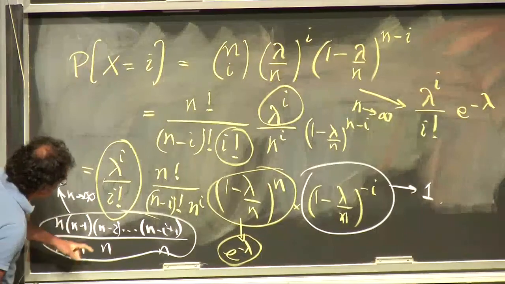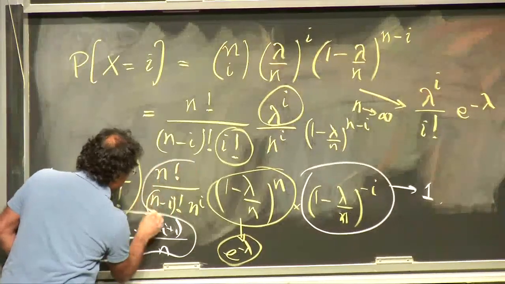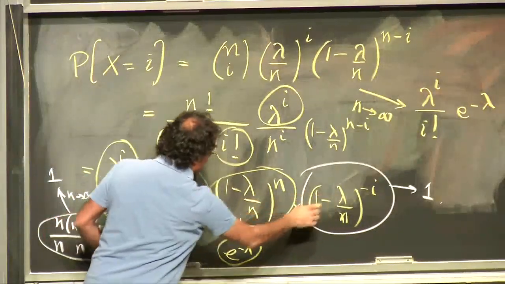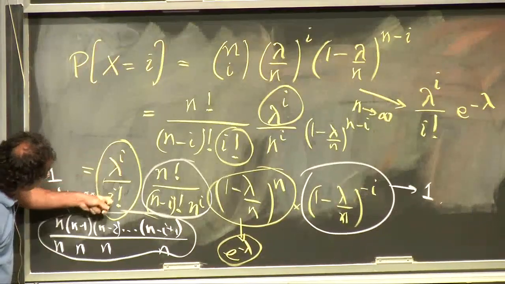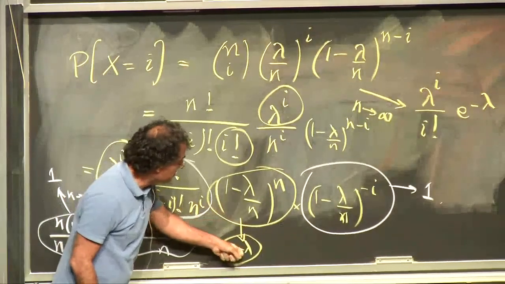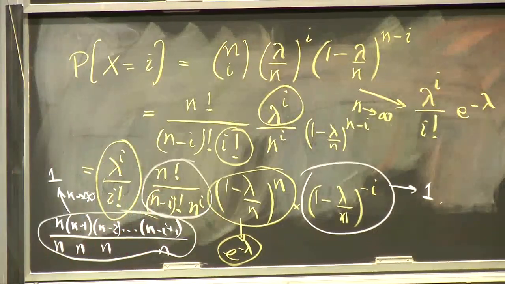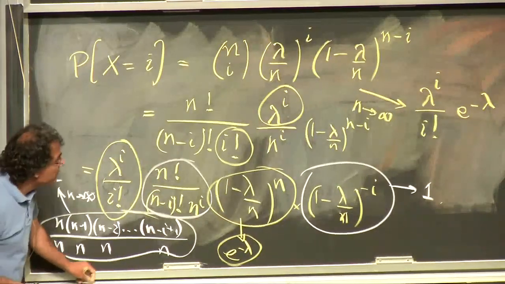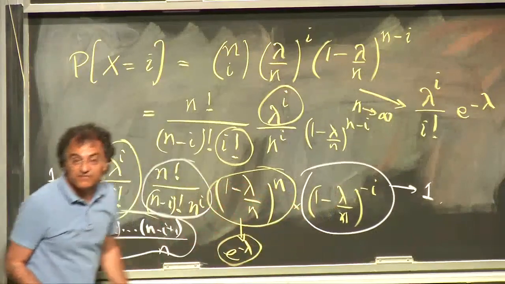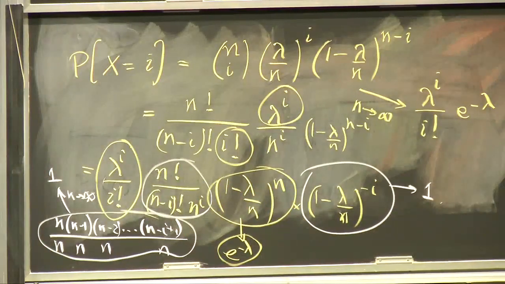So this piece tends to 1, this piece tends to 1, and you get lambda to the i divided by i factorial, and then e to the minus lambda as n tends to infinity. That's the way that this binomial distribution simplifies into this Poisson distribution. And so it's just much easier to work with when you have this genie behind the scenes.